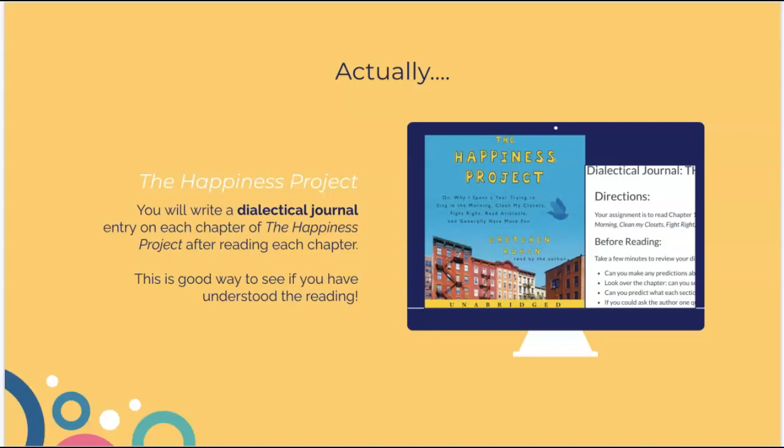Actually, in the Happiness Project, you're going to write a dialectical journal entry for each chapter after you read it. This is a good way to see if you've understood the reading. You'll take the ideas in the dialectical journal.